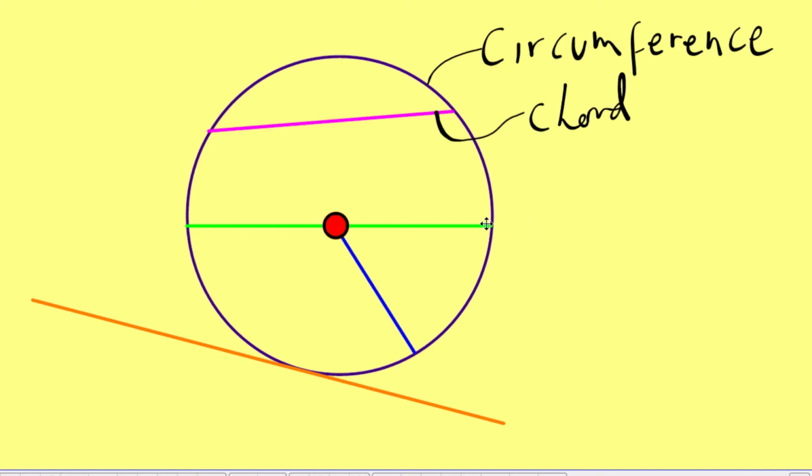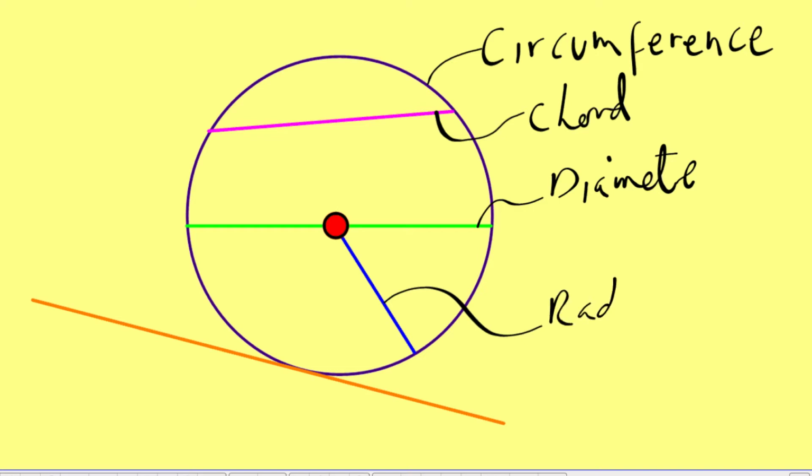A chord that goes all the way through the center of the circle, to the other side, so this green line, is called the diameter. A line that goes from the center to the circumference is a radius. And a line that goes next to the circumference, but doesn't actually go into the circle, just goes along next to the circumference, is called a tangent.